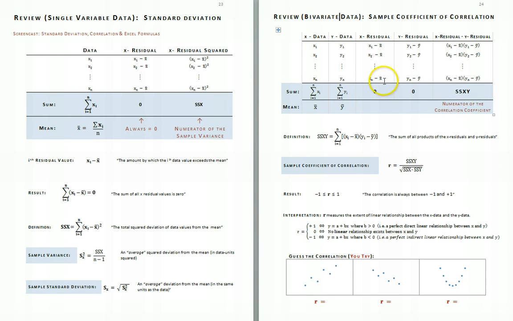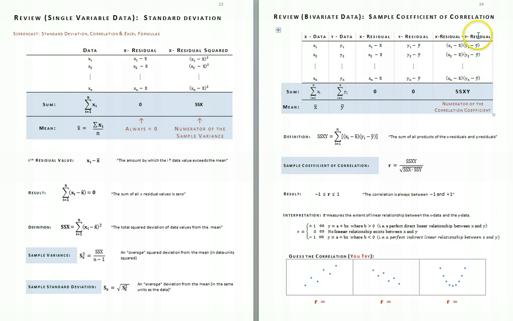Here's the x residual column, x1 minus x bar, x2 minus x bar, and so forth. And whenever we sum all the residuals, we get 0. And here's the y residual column, y1 minus y bar, y2 minus y bar, etc., as we go down the column. And again, it's just another name for residuals, x's or y's. Whenever we sum a column of residuals, we get 0.